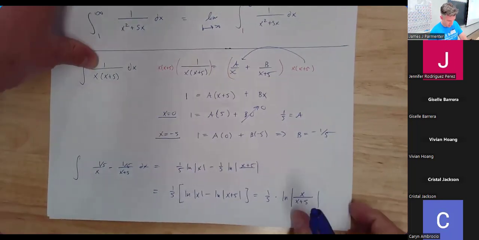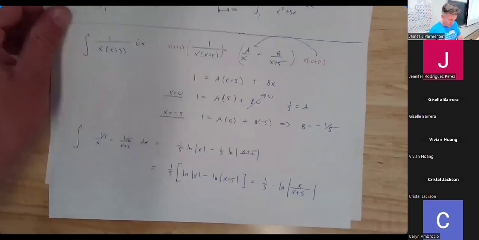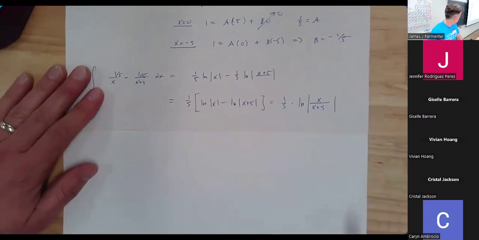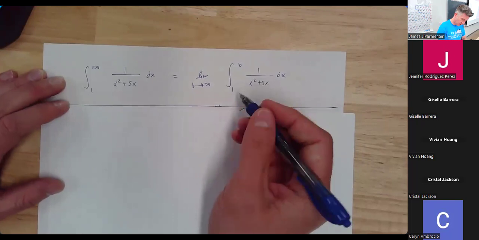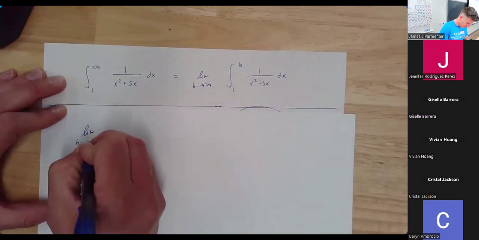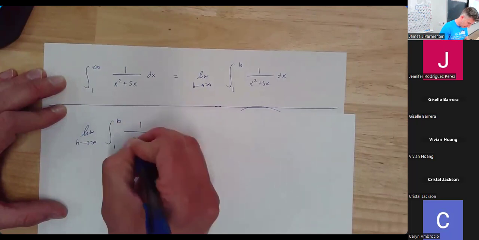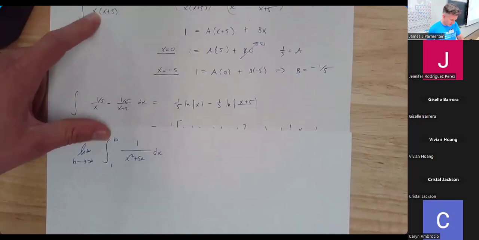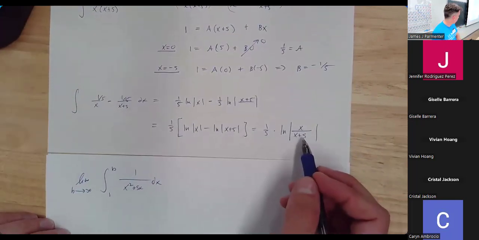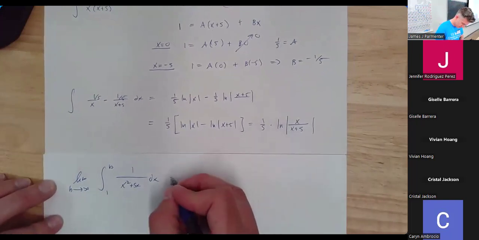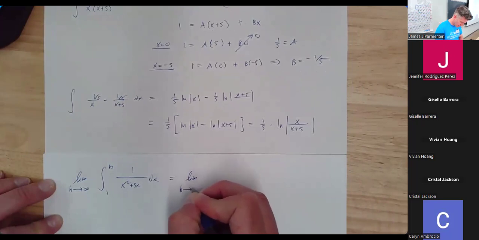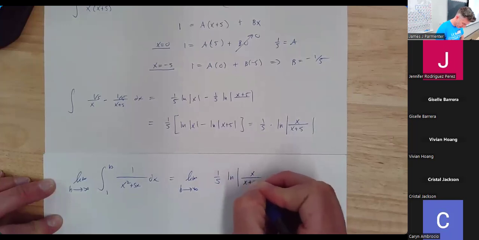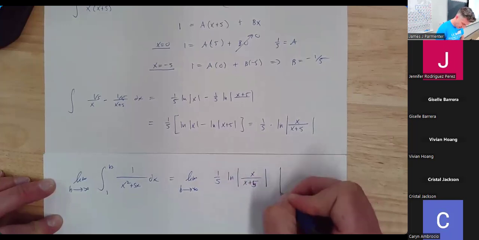Cool. Back to the improper part. So we've done all that work. Now we're going to go back and say, oh, where'd you come from? Okay, fine. So we're going to come back here and say, great. Now this integral here, the limit as b goes to infinity of the integral from 1 to b of 1 over x squared plus 5x. Well, we know how to integrate that. The integral of 1 over x squared plus 5x is 1/5 the natural log of the absolute value of x over x plus 5. So you have the limit as b goes to infinity of 1/5 the natural log of x over x plus 5 from 1 to b.